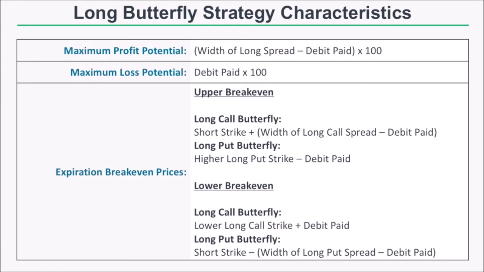Now, in terms of the lower break-even prices, for a long call butterfly spread, the lower break-even price is going to be the lower long call strike price plus the debit paid, and for a long put butterfly spread, the lower break-even price is going to be the short strike minus the width of the long put spread minus the debit paid. That's essentially the short strike of the long put butterfly minus the max profit of that long put spread.